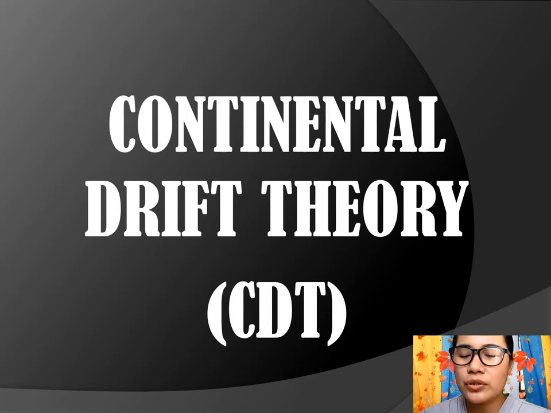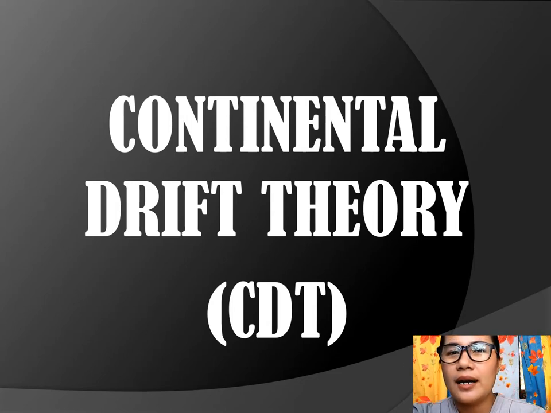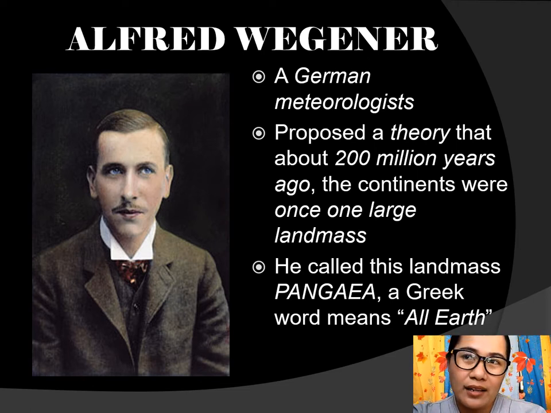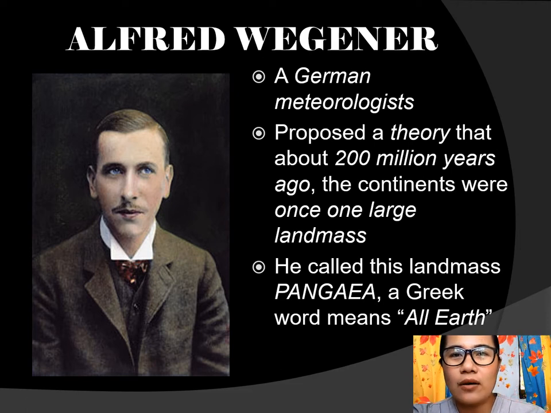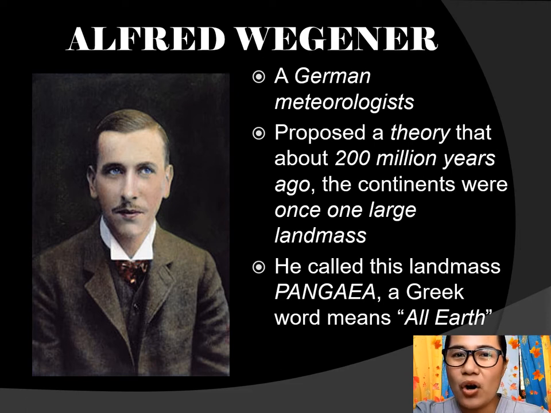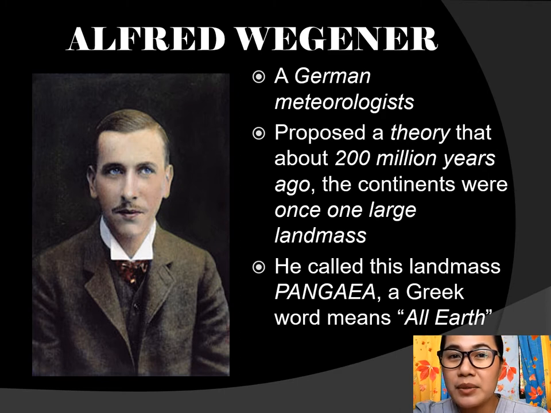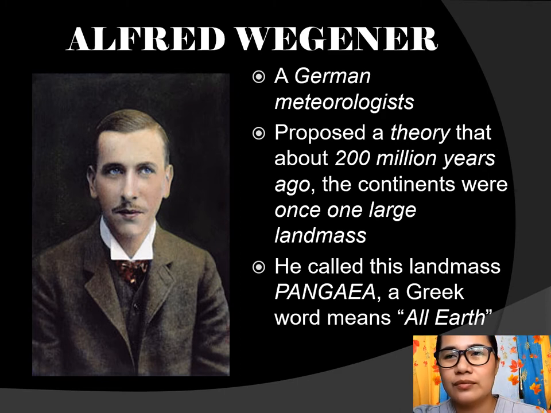Now let us go to the discovery by a scientist in the year 1912, and he named it the continental drift theory. There was a German scientist by the name of Alfred Wegener. He proposed in the year 1912 his theory, and he called his theory CDT or Continental Drift Theory. Unsa yang buot pasabot sa yang theory ng drift kuno ang continents, meaning nagkaanam ka move ang theory.